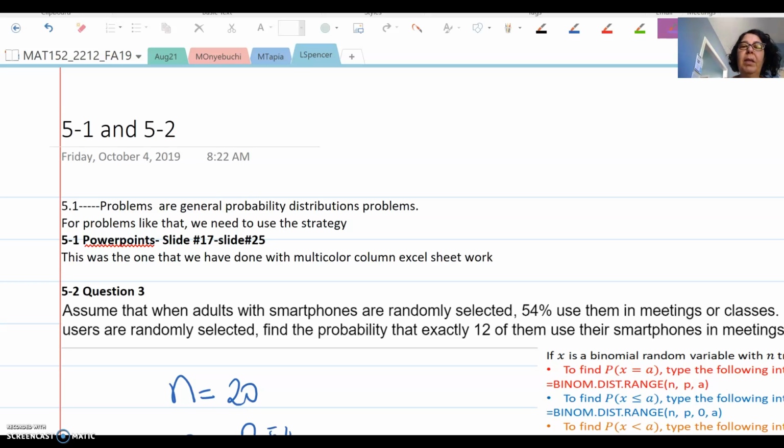in the slides between 17 and 25. Remember, we've done it in class. That was an employment satisfaction survey. So if you look at those slides in the PowerPoints, that's going to help you, right? So you're not going to use the binomial formulas there.